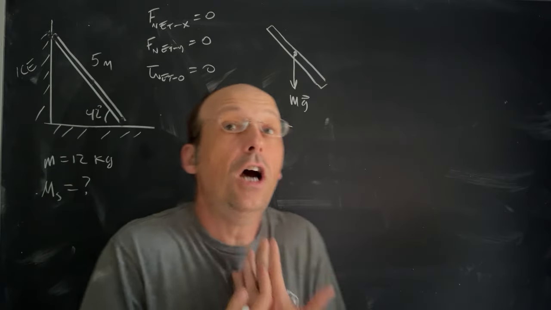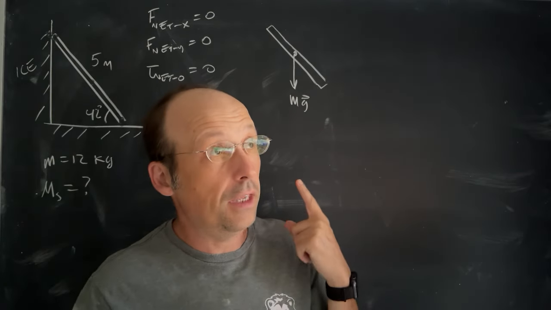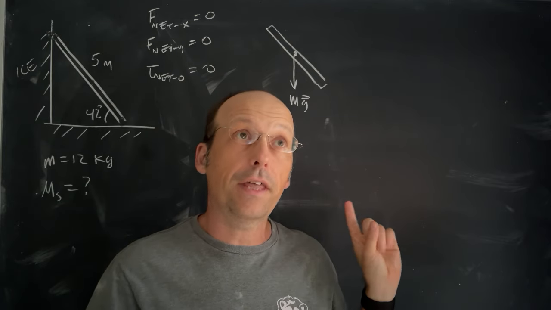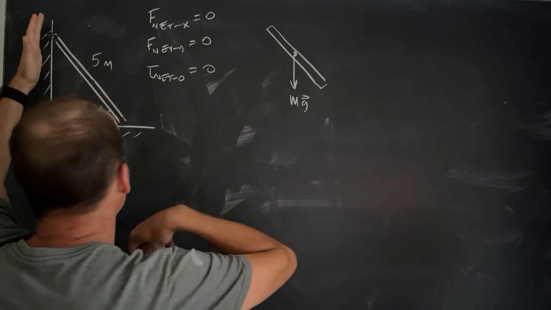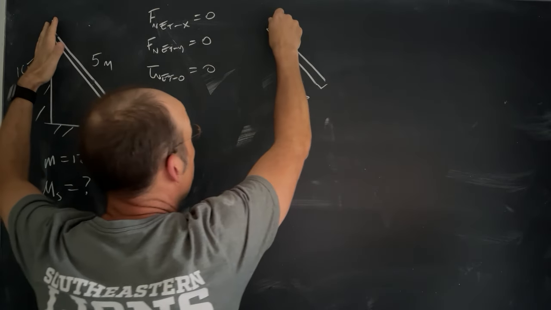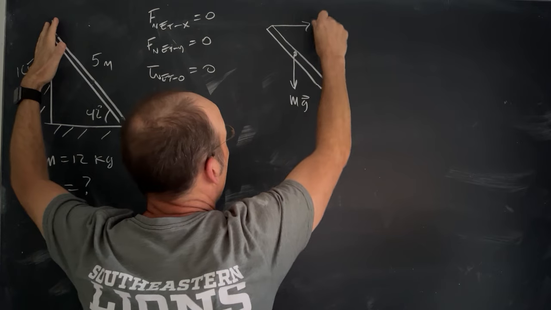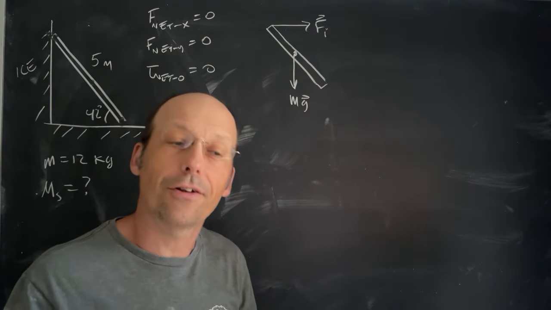Next, we can look at what's touching the wall. The ladder, not the wall. The wall is touching the ladder. Let's start with the ice wall. I'm going to call that F ice. And since it's an ice wall, there's no friction, so it only has a force perpendicular to the wall. So it's going to be like this. I'm going to call it F ice, because I don't want to call it normal force, because I'm going to use it down here.